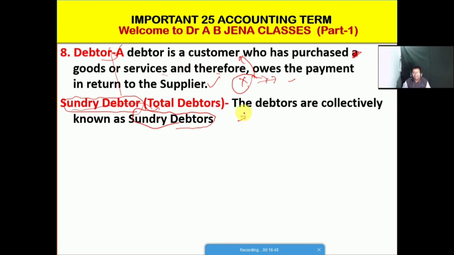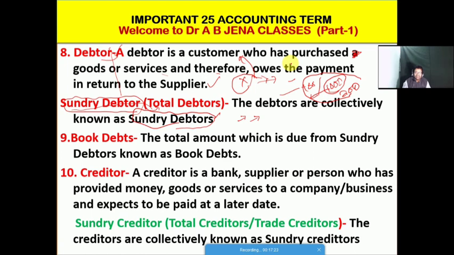Similarly, your business will sell the goods on credit to so many customers. It may be 100 customers, it may be 1000 customers, it may be 2000 customers. So collectively, all debtors will be treated as sundry debtors. Suppose here 100, they will be treated as sundry debtors. Similarly 1000, they will be treated as sundry debtors.